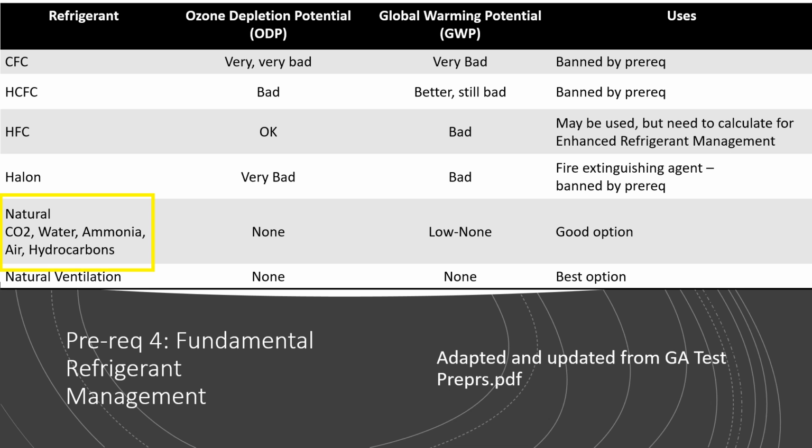A good option is to use natural refrigerants. Surprisingly, at least to me, CO2, ammonia, and hydrocarbons are on the list of natural refrigerants, as is water. These have no ODP and a low GWP. And finally, from the standpoint of ODP and GWP, the best option is natural ventilation. However, that's not very practical in hot, humid climates like Florida.